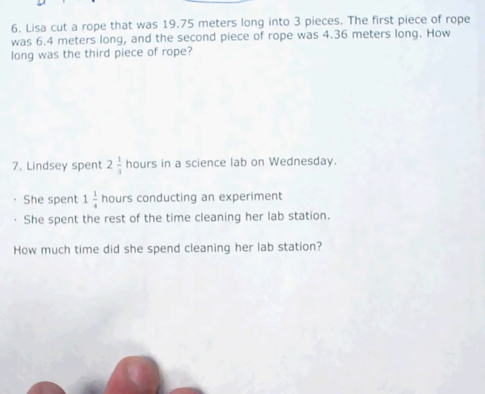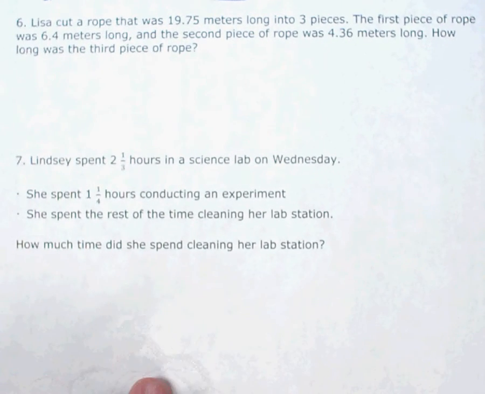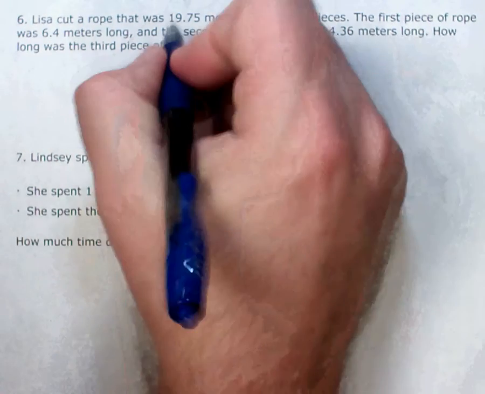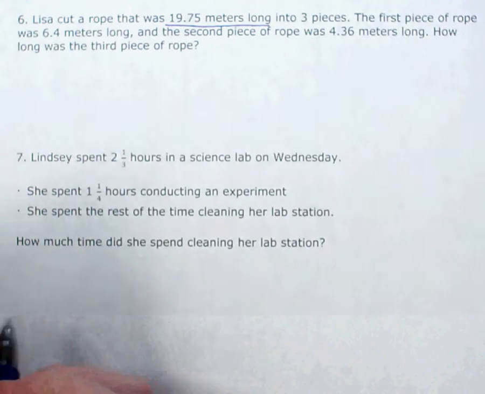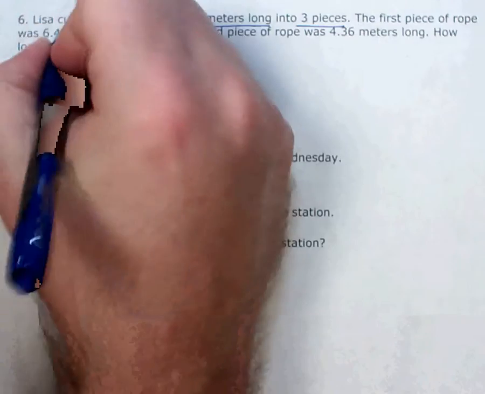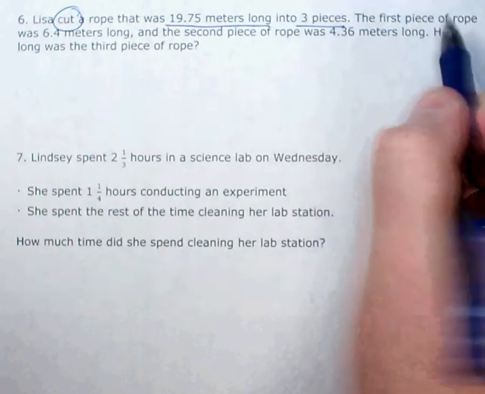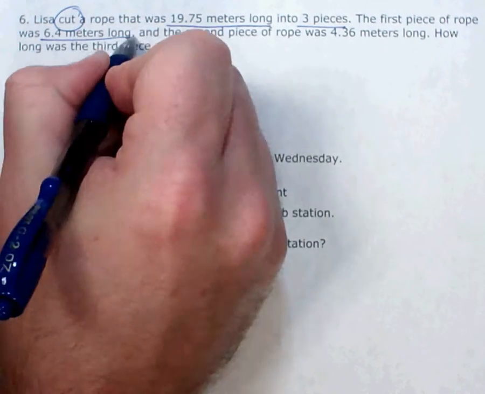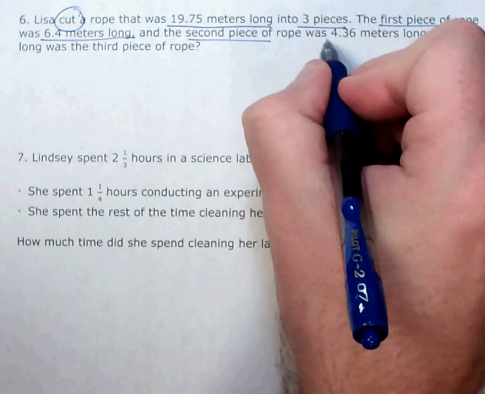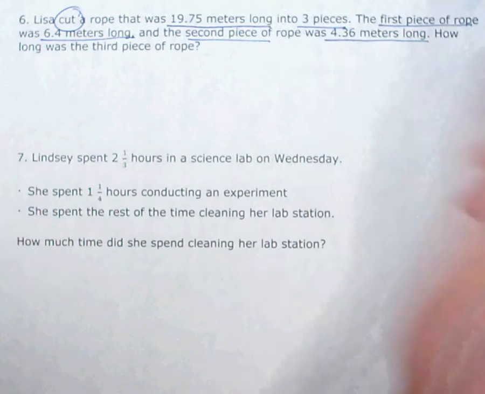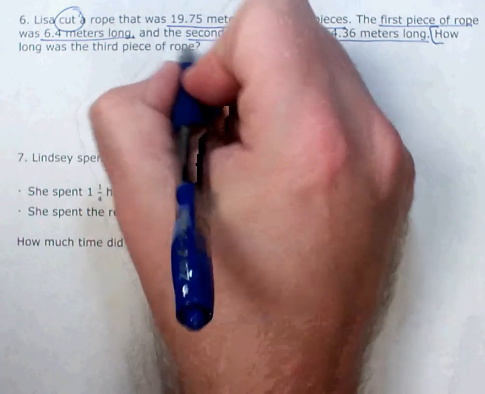Number 6. Lisa cut a rope that was 19.75 meters long into 3 pieces. The first piece of rope was 6.4 meters long. The second piece of rope was 4.36 meters long. How long was the third piece of rope?